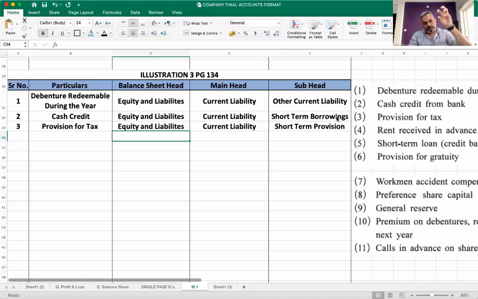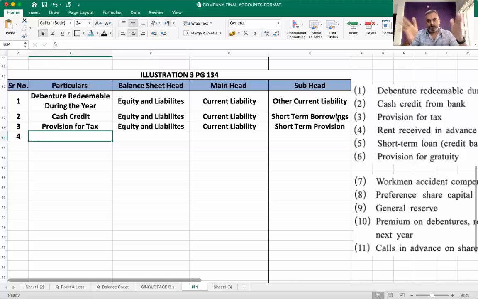So from profit and loss, we create aside a provision. It is transferred to balance sheet under the balance sheet head equity and liability, main head current liability. And because we have to pay shortly, so it is a short-term provision. So it has again two effects. Okay, when we do a full-fledged sum. Now fourth one, rent received in advance.